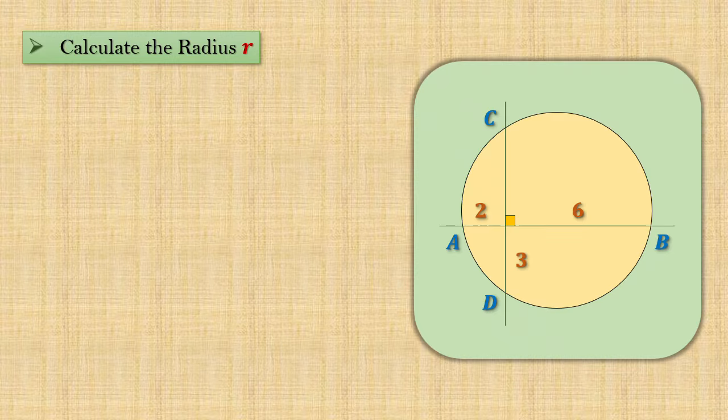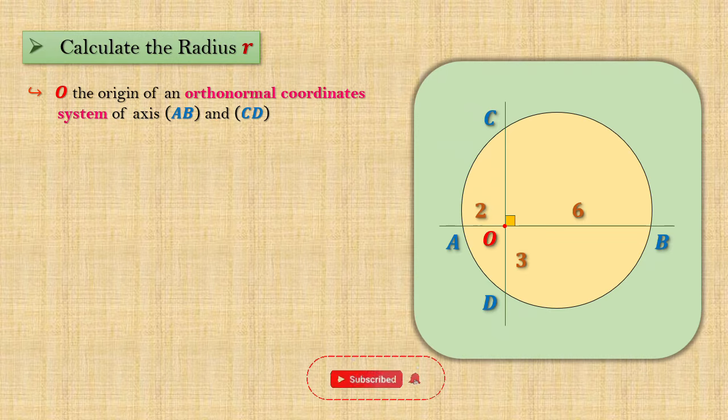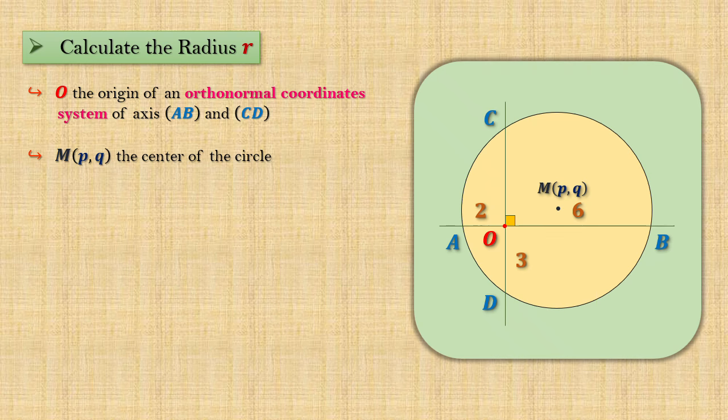We begin by placing the origin O of a Cartesian coordinate system at the intersection point of the two perpendicular lines, such that the horizontal axis represents the line A to B, and the vertical axis represents the line C to D. We label the center of the circle as point M, whose coordinates are P for the abscissa, which is the horizontal coordinate, and Q for the ordinate, which is the vertical coordinate.